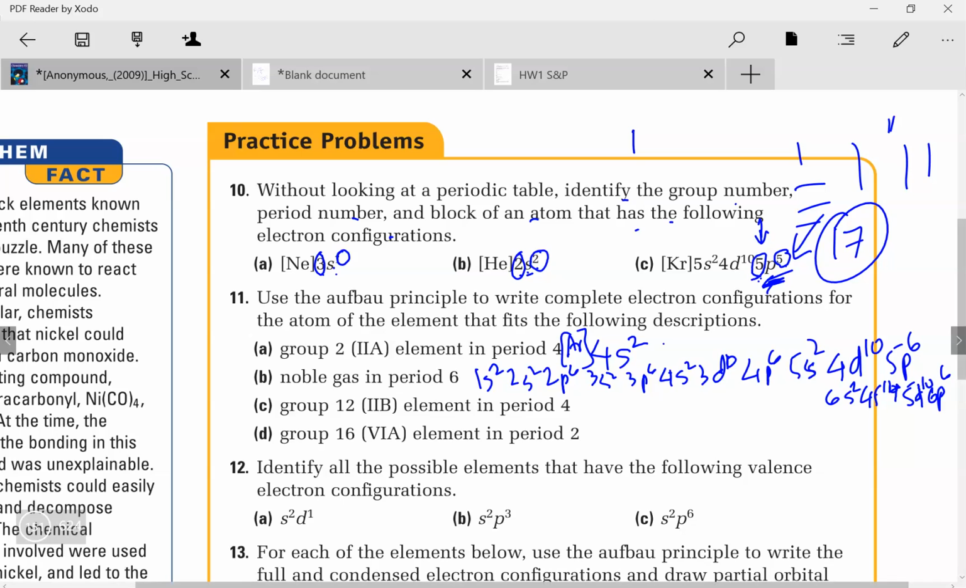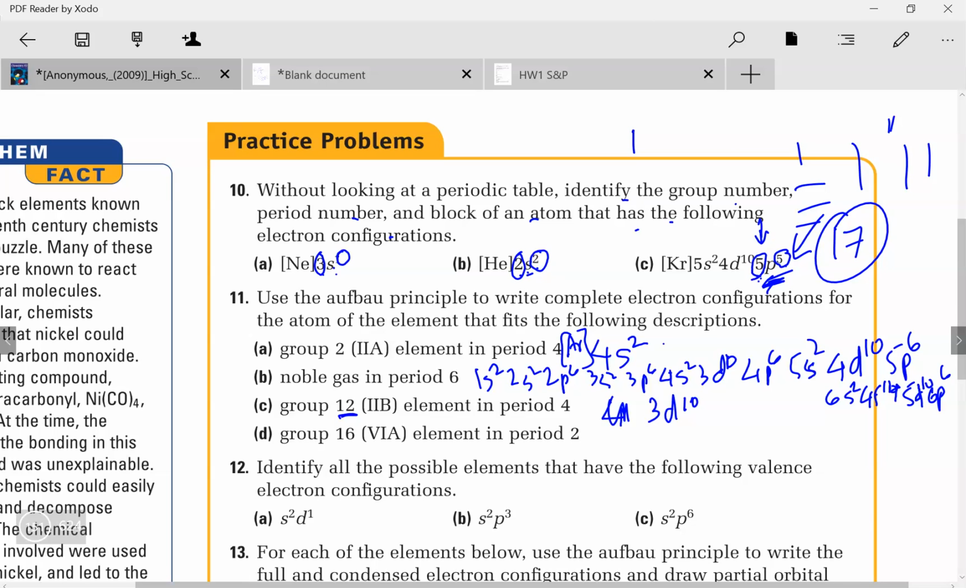Group 12 in period 4. Again, period 4 means it's some 4s. We will be careful, though, for a group 12 that looks like the last transition metal. So I would say 3d10 would be my last one, because that would be the last transition metal there. Group 16 is your oxygen group.